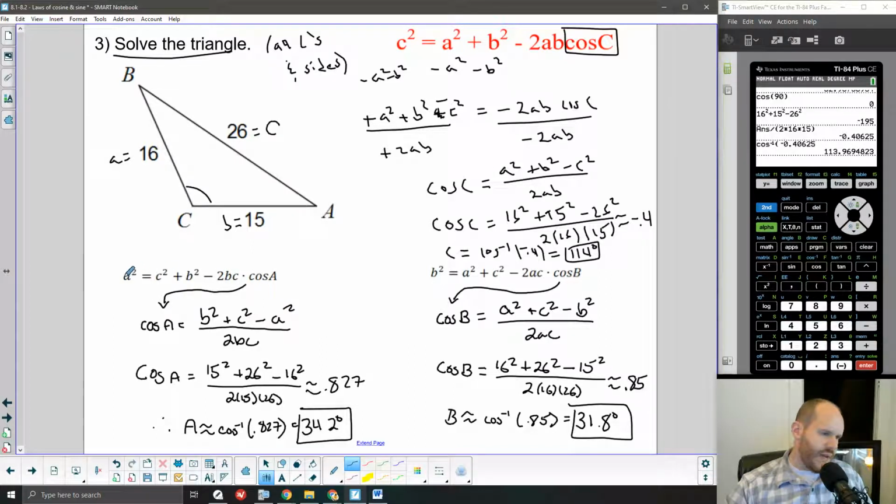So here are the other two sides, the other arrangements of this formula. If I'm solving for A, then I have angle A in that cosine. If I'm solving for B, then I have angle B in that cosine. I did the same thing for each of these. I isolated the angles, and when I solve for them, I get 34.2 and 31.8. And if we check 34.2, 31.8, and 114, they do add up to 180. So that tells me that I have viable angles for inside of a triangle. Okay, so the law of cosines is helpful for solving for sides and angles.